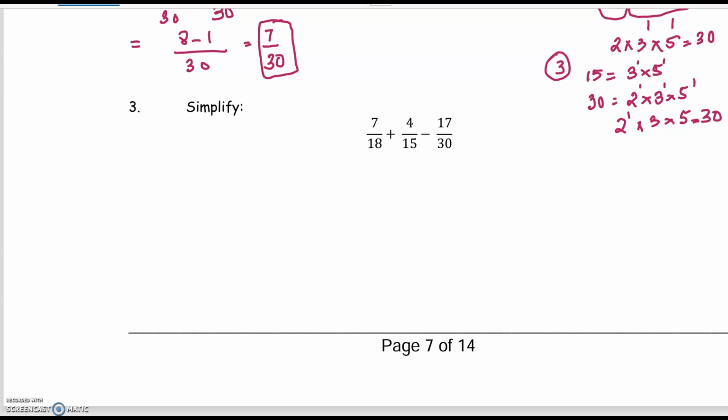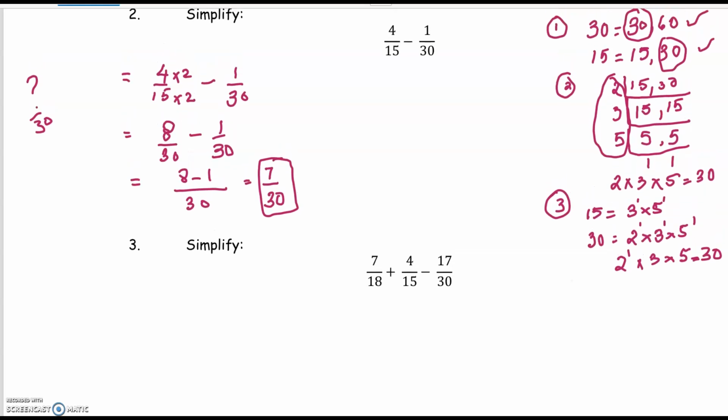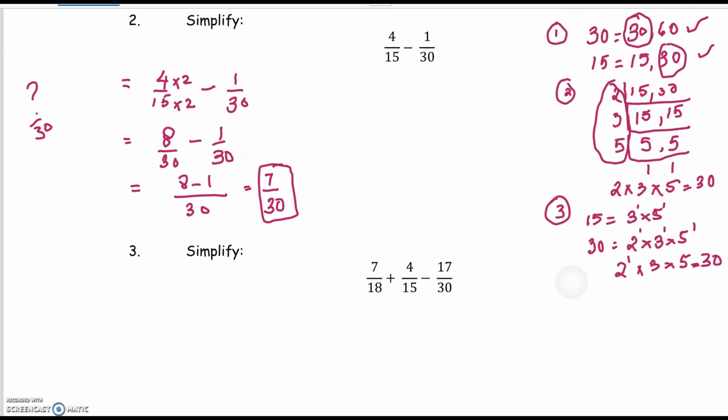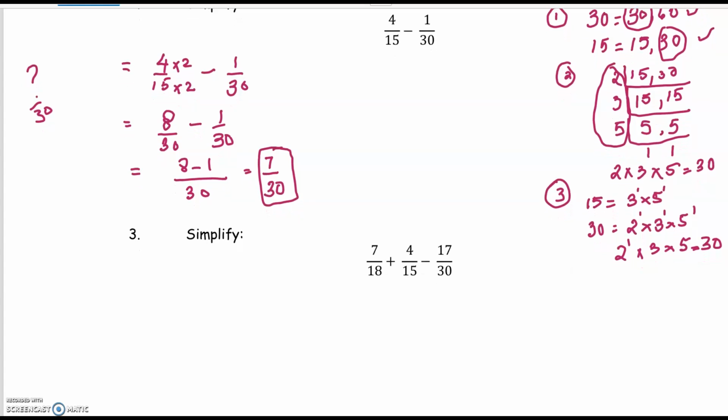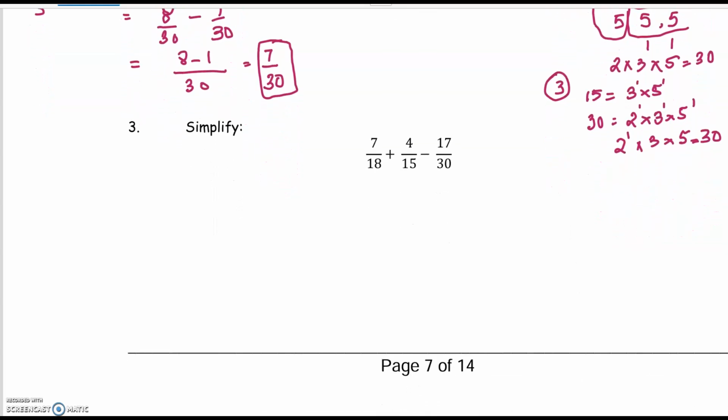We're now going to add and subtract unlike fractions, which means we need a common denominator. If you look at the numbers 18, 15, 30, the first method that we've used, listing the multiples of each number, doesn't seem practical. If it's just 15 and 30, it might work, but if 18 is involved, it's going to be a long list. So let's not do the first method. Let's try the second method, which is the prime factorization method.